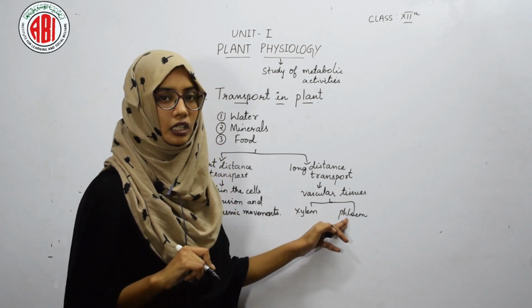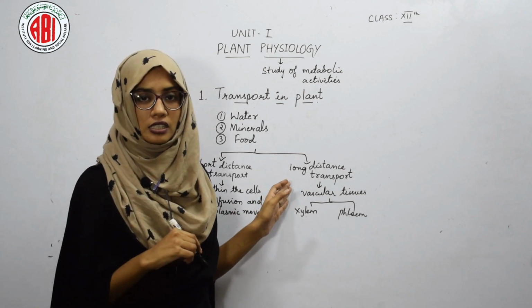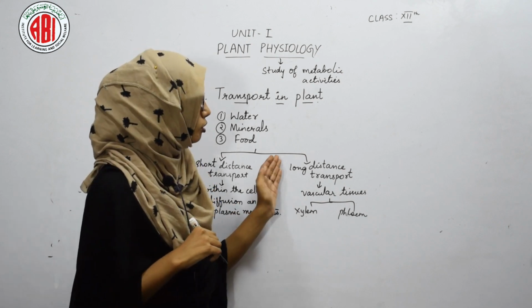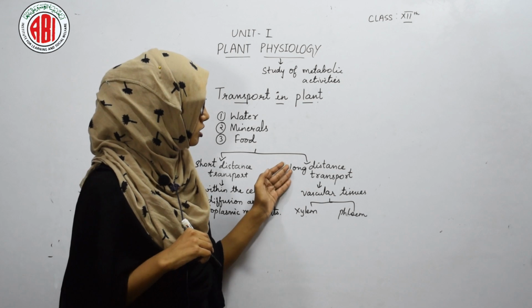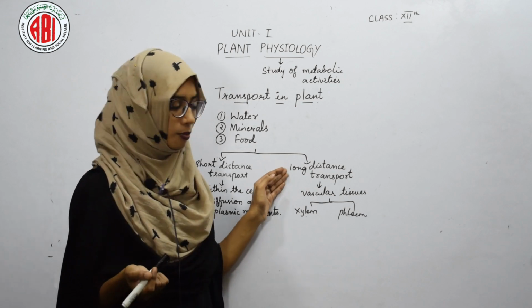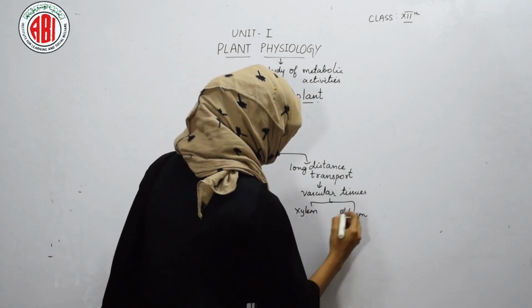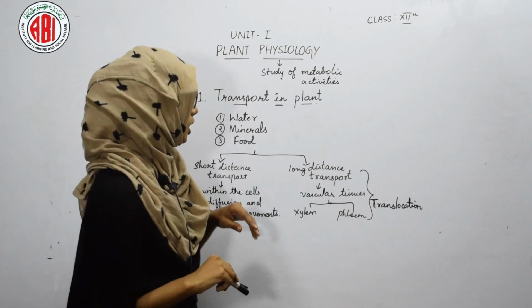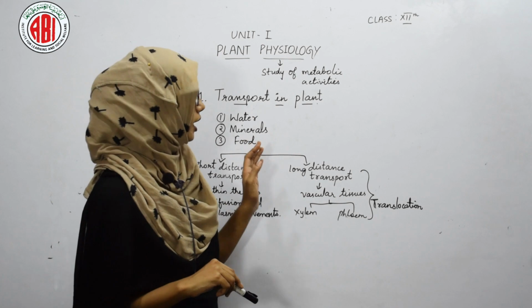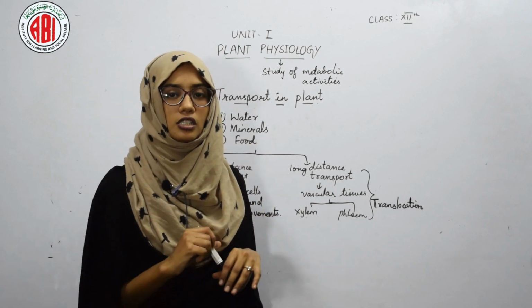The transport of the materials in a plant body over a long distance, which is achieved by the vascular tissues like xylem and phloem, is called translocation. So in this way, short distance transport and long distance transport take place in a plant body.